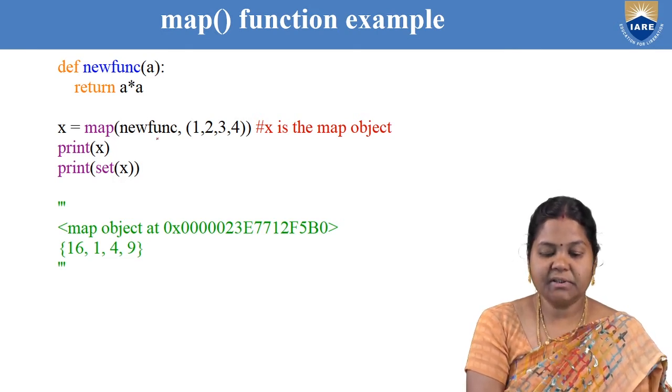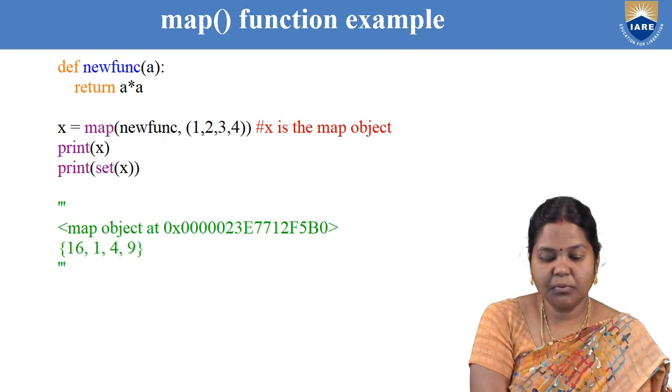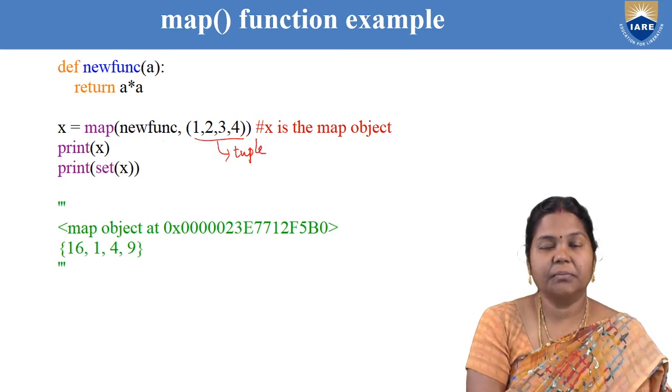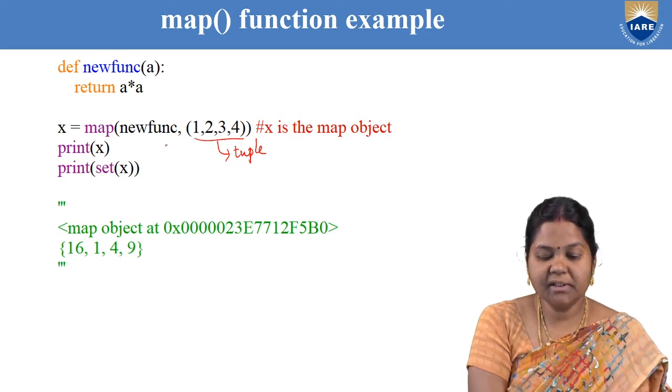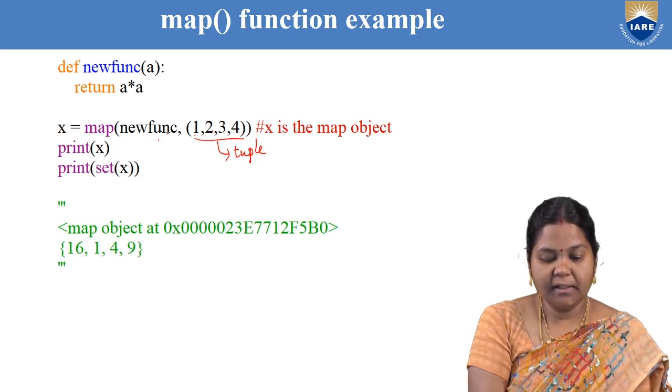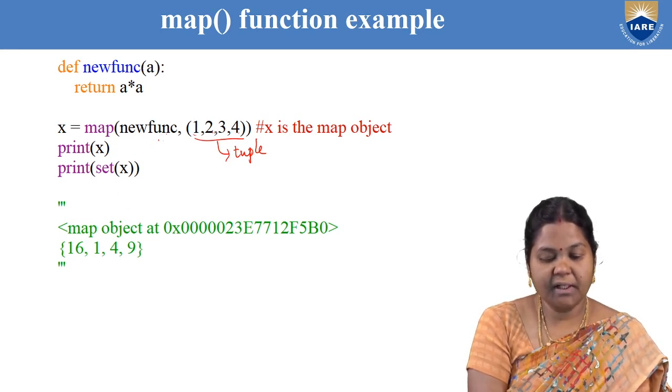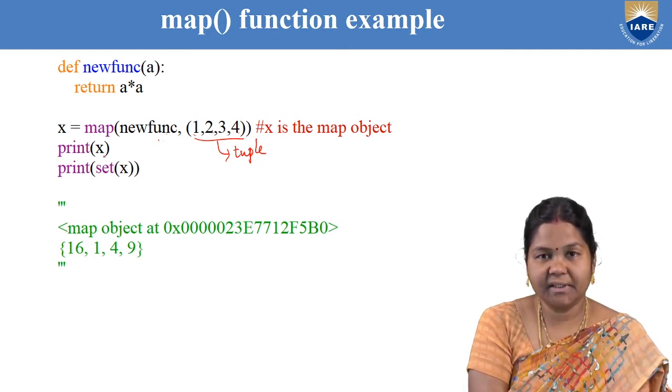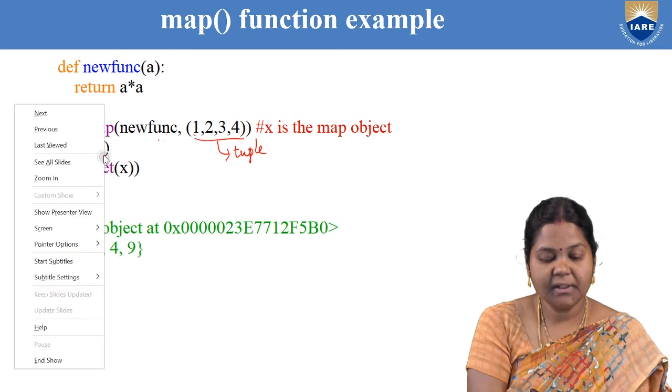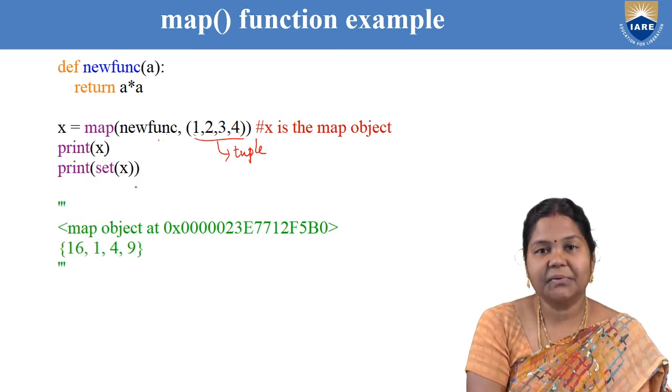Now, this function can be called, and here we have provided a tuple. Tuple is one of the iterables or sequences. This function is applied on each and every element of the tuple, and then finally the map object X is created. X is the map object, and that map object is converted into a set.